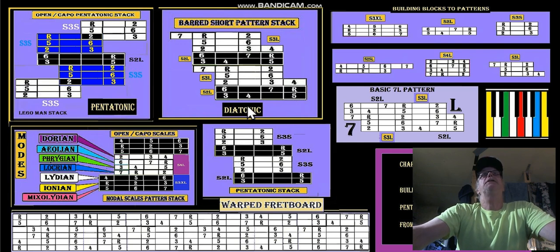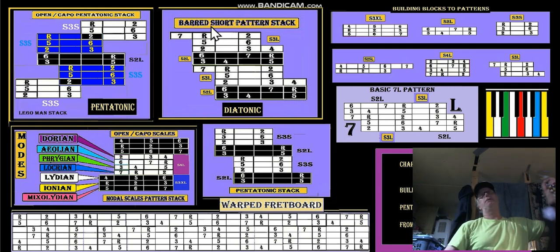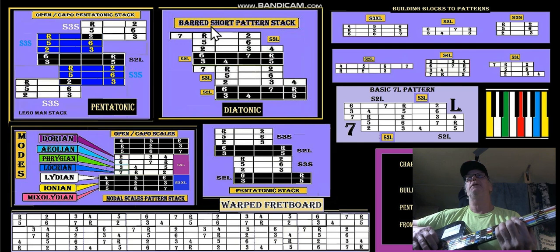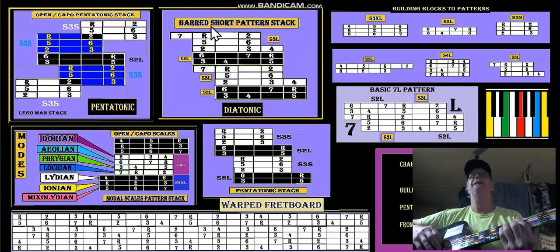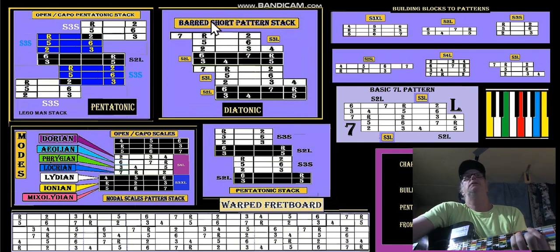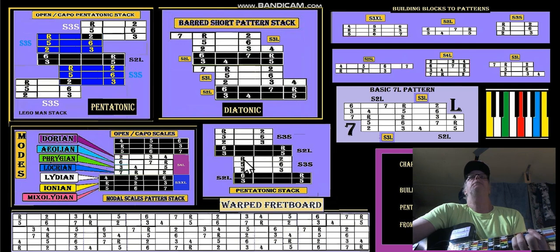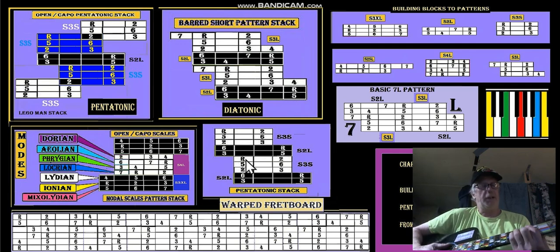Now, the pentatonic and the diatonic patterns, if you look at these two patterns are the same. Okay, this is the short pattern, the barred pattern. The pattern I would play from the bar. So if I was doing like a middle of the fretboard E shape or something, that E would be right there, that R here. Now I'm probably going to want to do a pentatonic, so it would be this R down here. All right, and it would go.